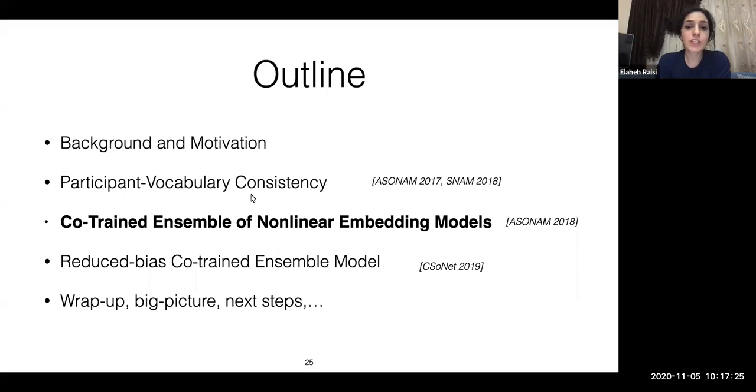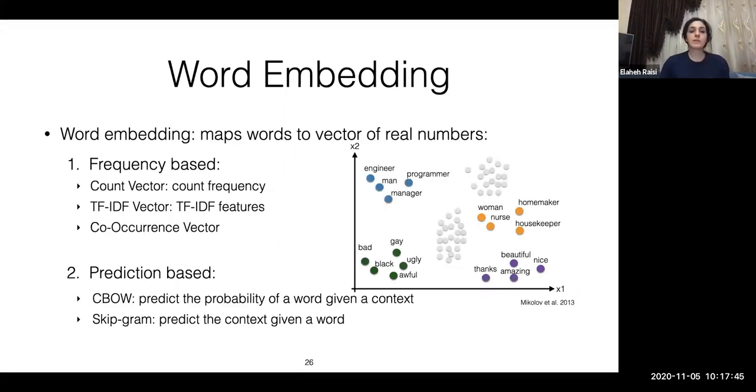So in the participant vocabulary consistency, we use a simple linear classifier for users and messages. But in the next step, we wanted to generalize PVC in order to benefit from nonlinear classifiers. First of all, before explaining the method, I will briefly explain word embedding and node embedding. In word embedding, we map words to vectors of real numbers. In machine learning methods, we use word embedding for strings.